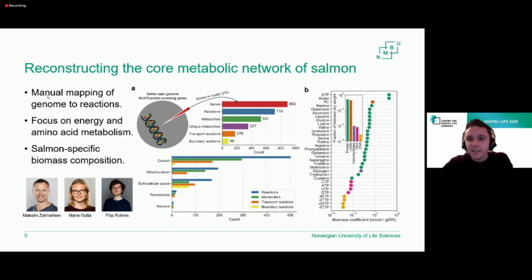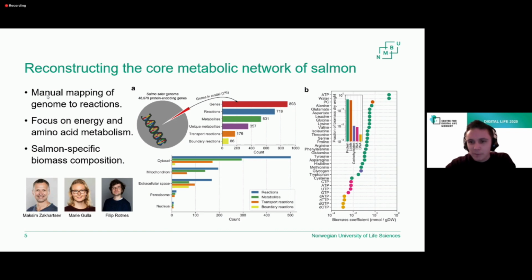Currently, we are finalizing the first salmon metabolic model, and we're hoping to submit a paper on this within the next few months. We've built a model of the core metabolism of salmon by mapping enzyme encoding genes from the annotated genome to the reactions that are then catalyzed by the enzymes. And we did this manually, which is very time consuming, but it ensures high quality, which is difficult to achieve with automated methods. And this is also the reason why we decided to first focus on energy and amino acid metabolism, as these are the most important processes for transforming feed into fillet.